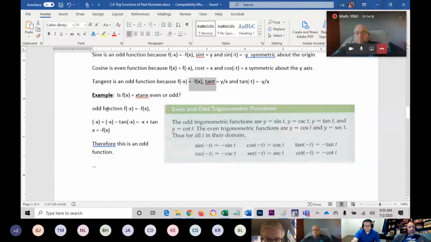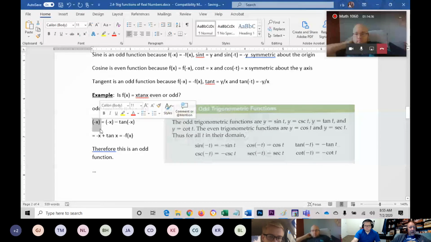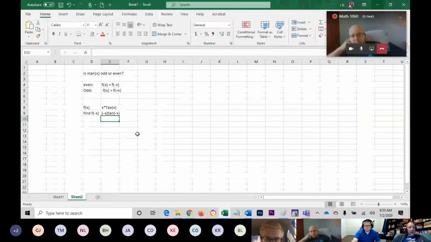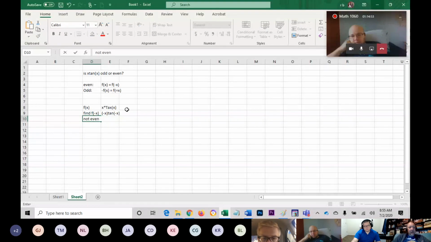Let's talk about this. Okay, so an odd function, f of x is minus f of x. So if I put a negative x in here, I'm going to have negative x minus the tangent of negative x. So if I get rid of my parentheses here, I've got negative x plus the tangent of x. I was trying to show it even. So basically what I've shown here is it's not even, okay?